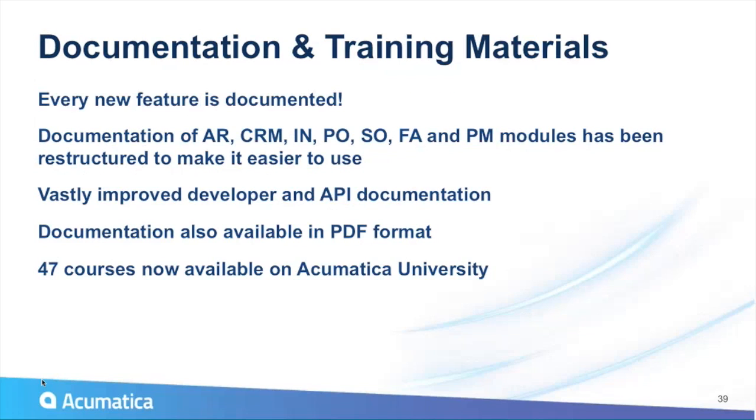Finally, and this one I'm very happy to talk about, is the fact that in Acumatica 4.11, every new feature is documented. So all the changes that were made to contracts and projects are properly explained and documented in the product. We have also redesigned and restructured documentation of some modules like AR, CRM, inventory, purchase order, and sales order to make them easier to use. We have a vastly improved developer and API documentation. And also all this documentation is available in a PDF format.